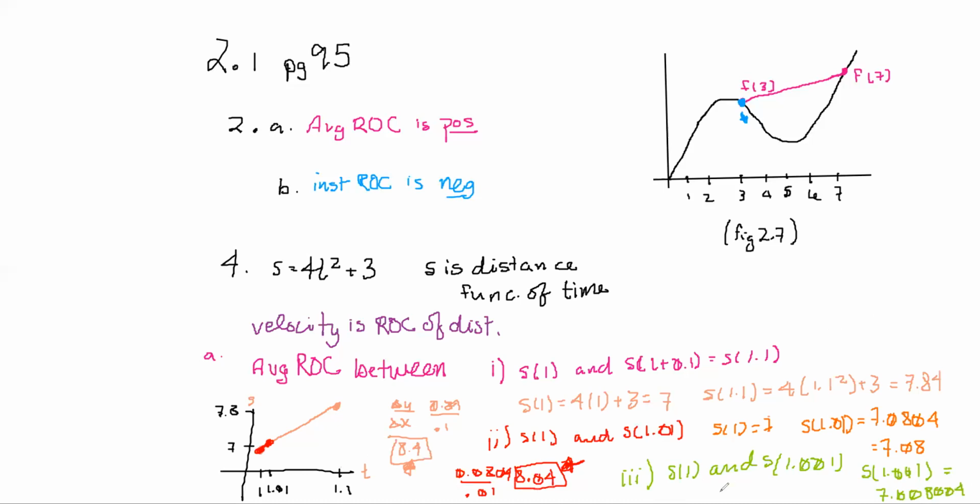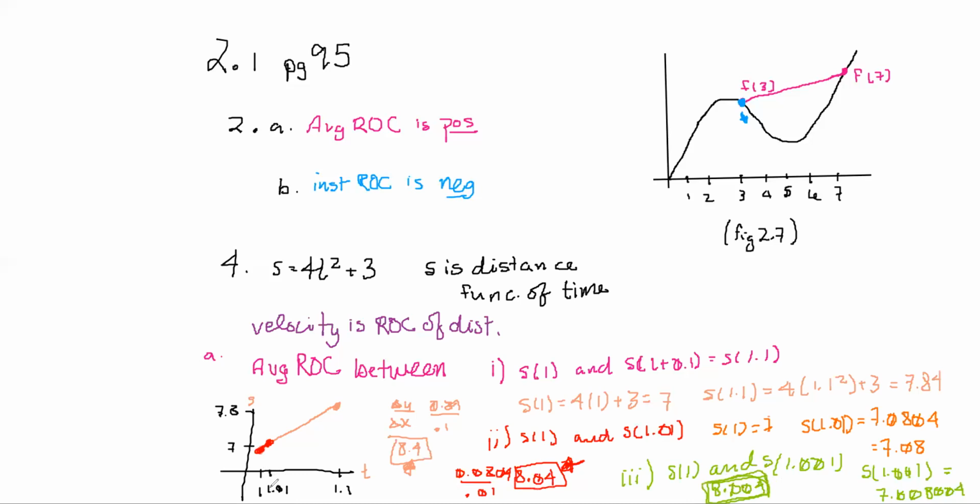And so our average rate of change is going to be the difference between s of 1 and s of 1.001. So we have delta y divided by delta x. You can plug it into your calculator if you want, but it is going to be 8.004. So it's getting closer and closer to the number 8 as the distance in our x values gets smaller and smaller.